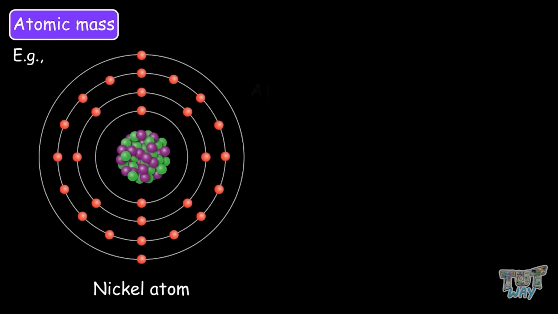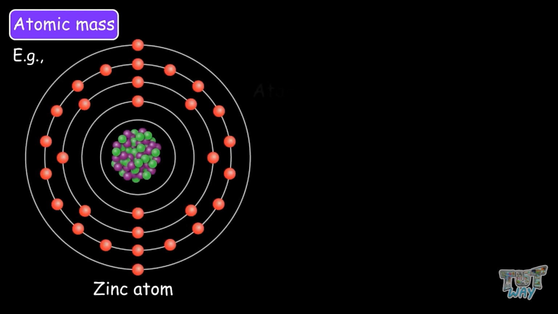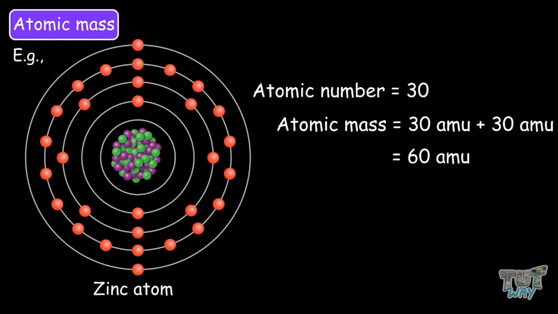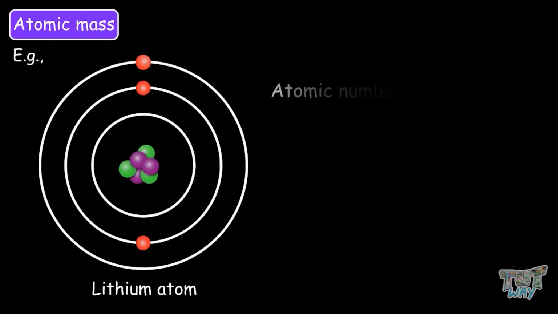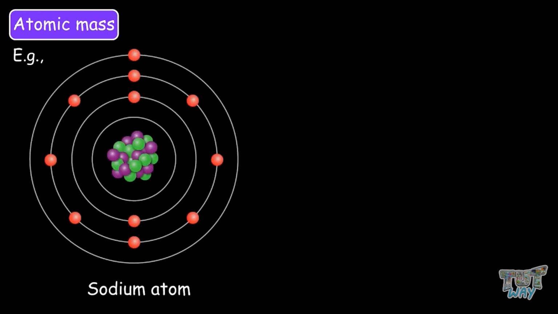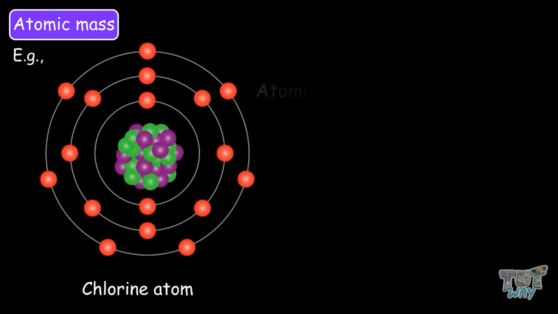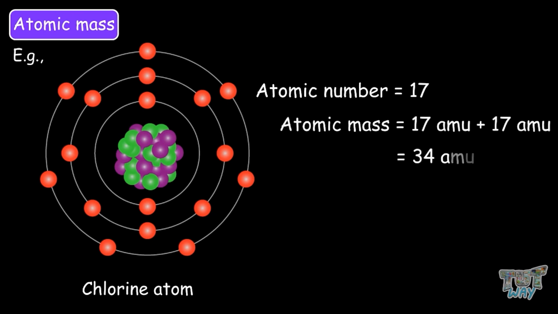Similarly, nickel. The atomic number is 28. So atomic weight is 28 plus 28, which will be 56 AMU. Similarly, zinc. The atomic number is 30. So its atomic weight will be 60 AMU. Lithium. The atomic number is 3, so its atomic weight will be 6 AMU. Sodium. Its atomic number is 11, so its atomic weight will be 22 AMU. Chlorine. The atomic number is 17, so its atomic weight will be 34 AMU.